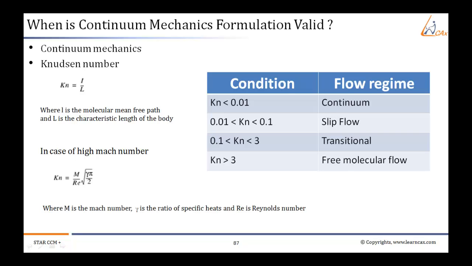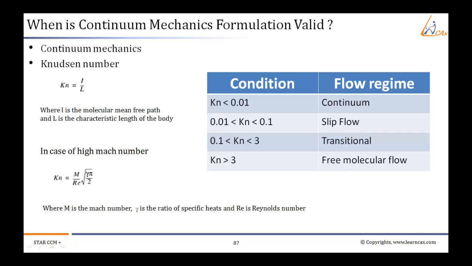Flow problems can be divided into four general regimes that are based on the Knudsen number as shown. When Knudsen number is less than 0.01, we call the flow regime continuum. When Knudsen number is between 0.01 and 0.1, we say it is slip flow. When Knudsen number is between 0.1 and 3, the flow is transitional. And when the Knudsen number is greater than 3, there is free molecular flow.